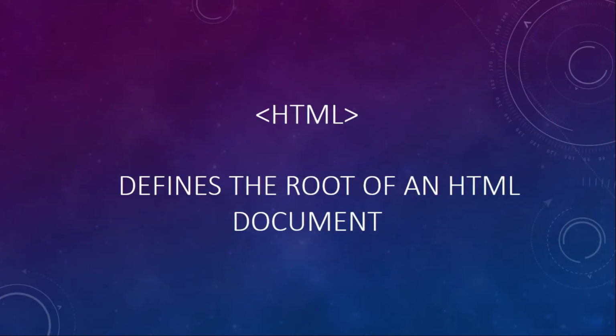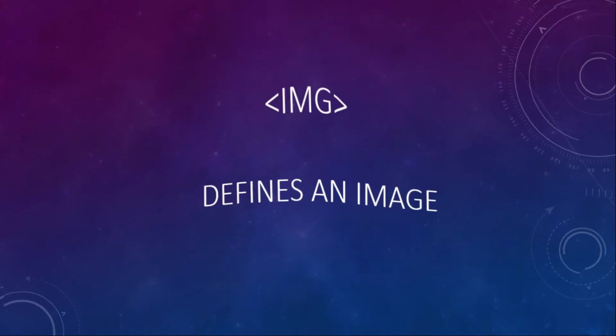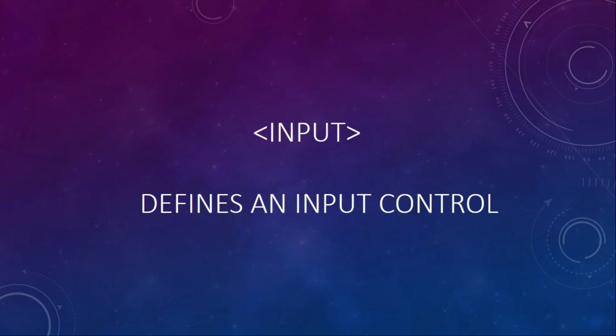HTML, it defines the root of an HTML document. That means it defines the web page as an HTML document. IMG or image tag, it defines an image in the web page. You have to use the attribute, that means you have to use the location of the image with the image tag as attribute. Input, it defines an input control. For the input control you can use the checkbox, radio buttons, drop down list as an attribute of the input tag.